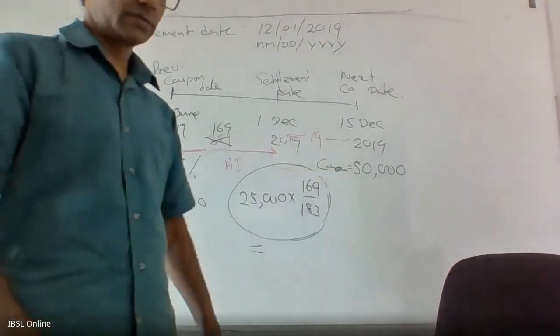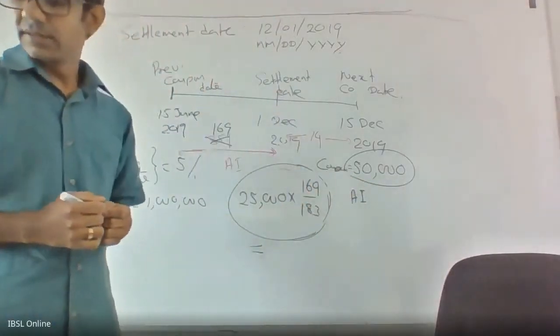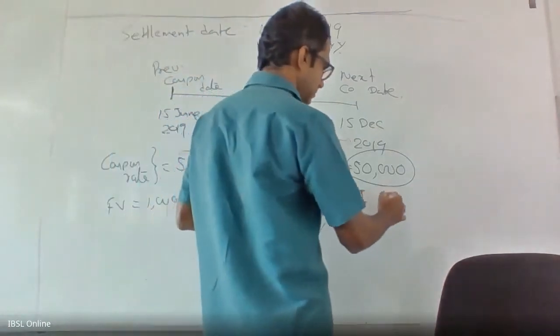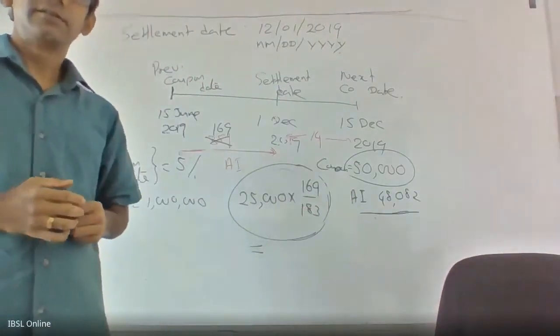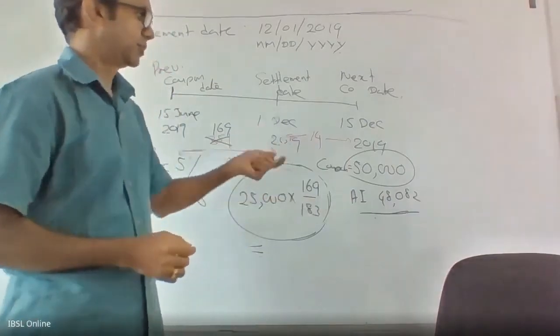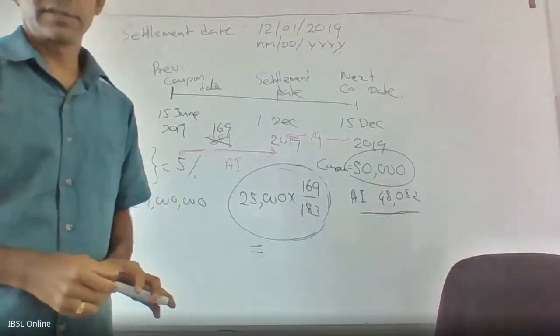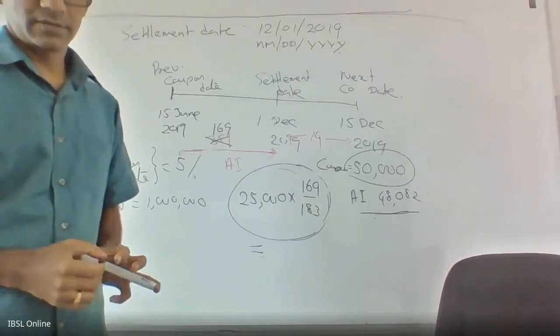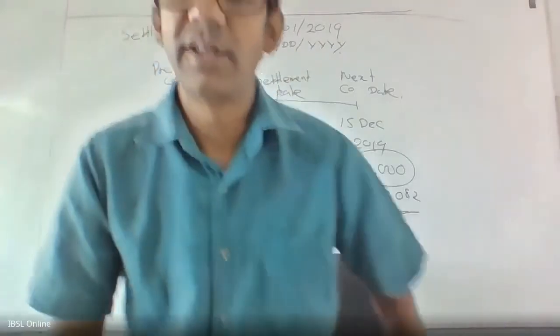Now, if you go back, if you can remember the accrued interest for the annual period, it came as 48,000 something. Remember? Is it correct? Note down that figure. 50,000 times 351 divided by 365, you will get 48,000 something. Is it correct? Yes, sir. Yes, you can do it on Excel.